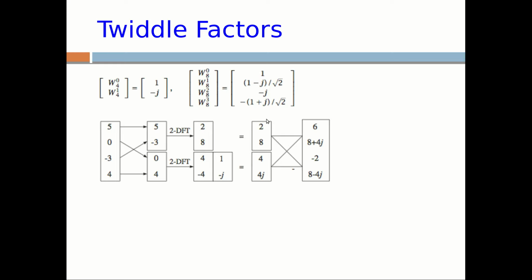So now what we do is we combine these two parts using the formula which was already stated earlier. So we add the first and third terms, 2 plus 4 is 6. We add the second and fourth terms, 8 plus 4j. We subtract first and third terms, 2 minus 4 is minus 2. And we subtract second and fourth terms, 8 minus 4j. This sort of merging is called butterfly merging.